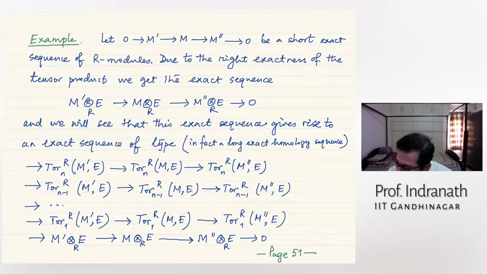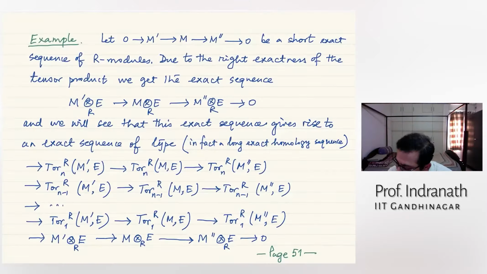Therefore, for the statement I have made just now using TOR, I have to somehow cook up a short exact sequence of complexes. That would be my first aim, and then I will apply this proposition. That is what we intend to do. So TOR is a particular example where this proposition is used, and we are going to come to a very precise definition very soon.